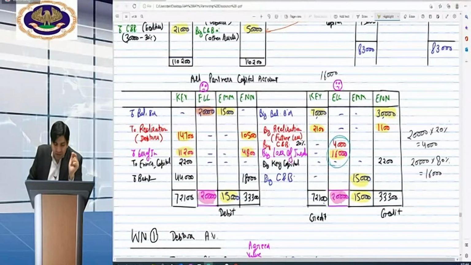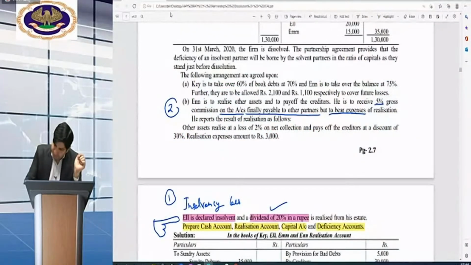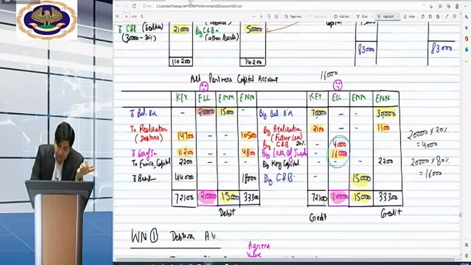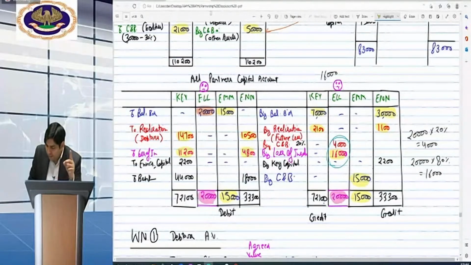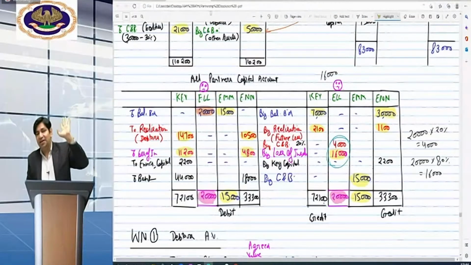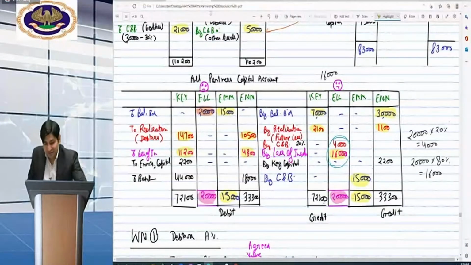Again, see the point. Mr. N is to get commission on the amount finally payable to others. Beta, is this the amount finally payable to others? No. In the case of M, M is to bring instead of being paid. So there is no commission. Only 1% is there, which is remaining. That is Key, because beta, that was coming from realization.